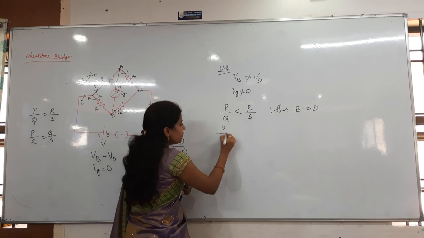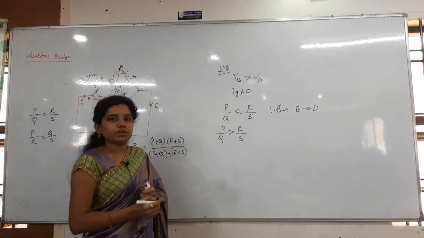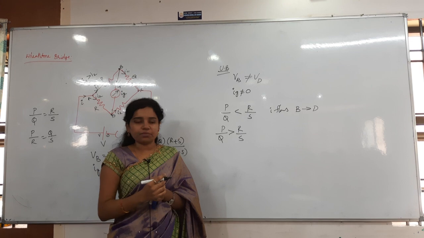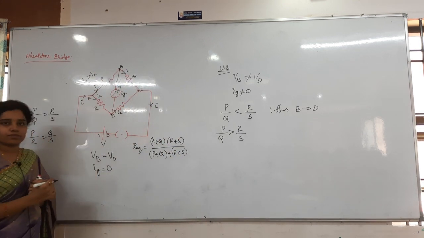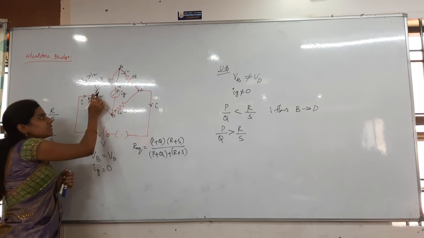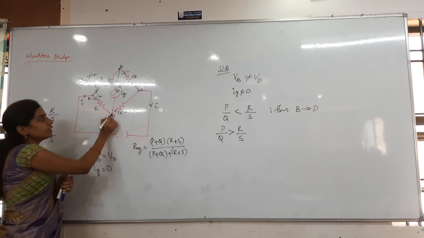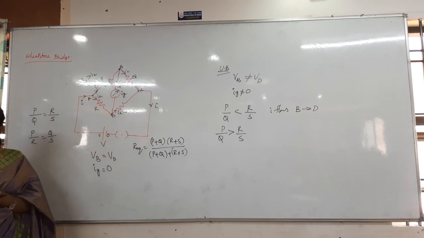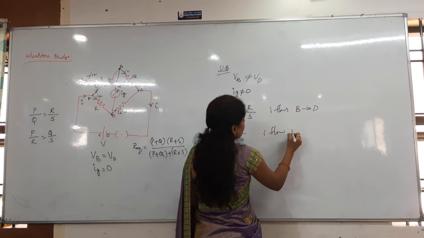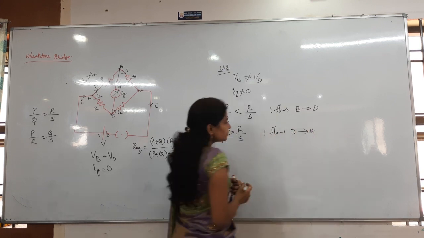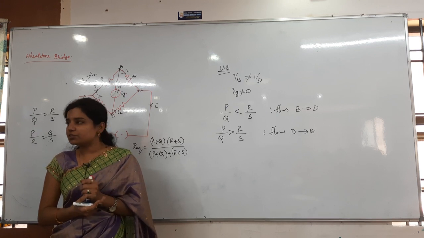If P by Q is greater than R by S, at that time what happens? Current flow will be from where to where? D to B. Why? Because the topmost point, this route is blocked completely. This route is blocked, then what happens? Current will move freely from here to here. Whenever it is moving freely, here it will get split and then it will go to the top point, so that the current flows from where to where? Nothing but I flows from D to B. That is the main direction of currents in the case of the unbalanced Wheatstone bridge.